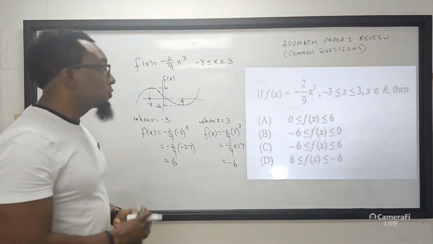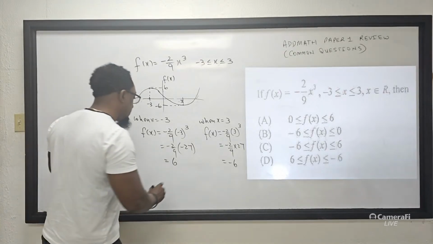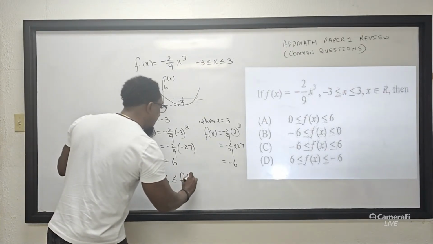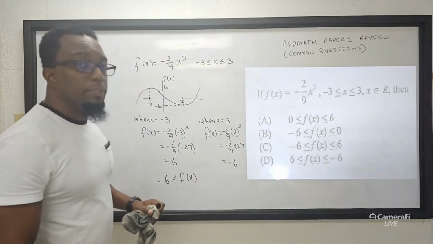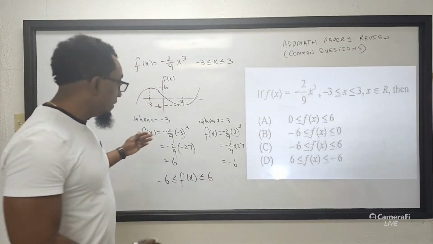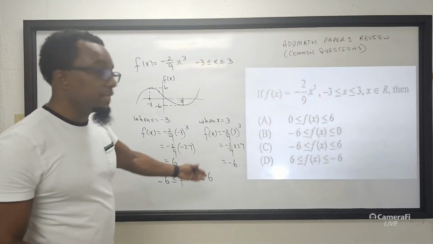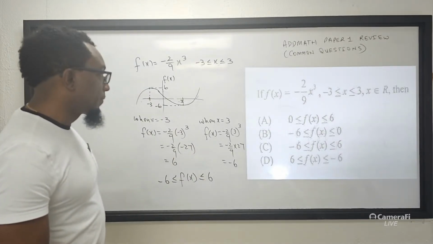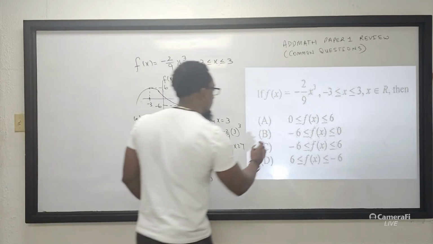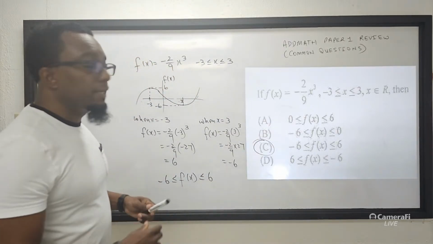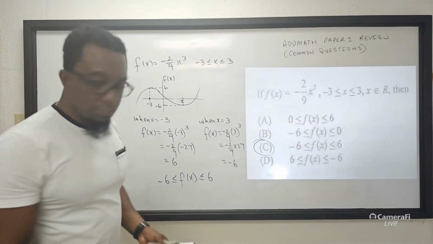Positive 6. So your range can be written as negative 6 is less than or equal to f of x, which is less than or equal to 6. Meaning you're running from negative 6, the lowest value, to 6, the highest value. Whose answer is C. Okay? So making sure we're clear, we see this question, how to treat it. So let's look at the next.